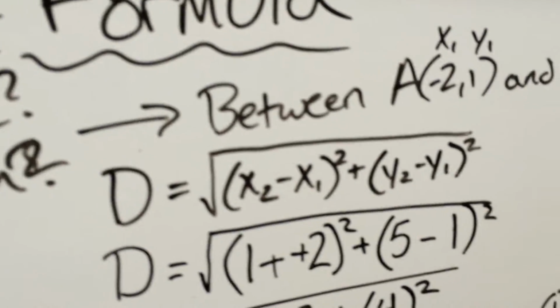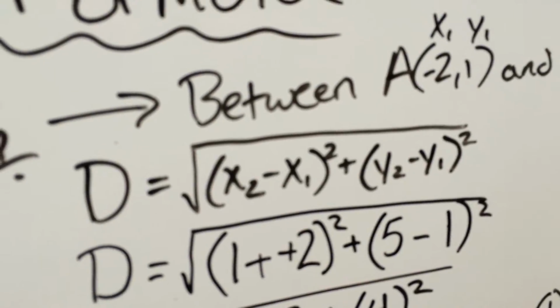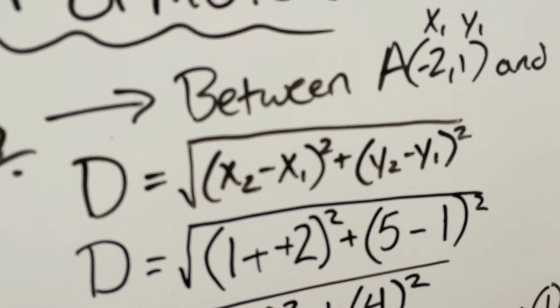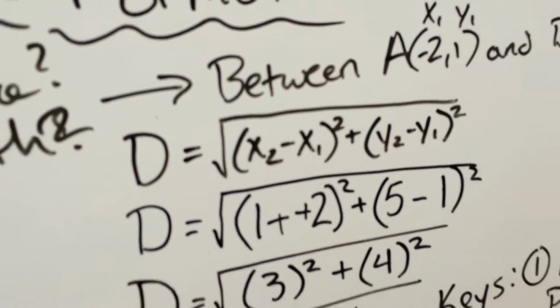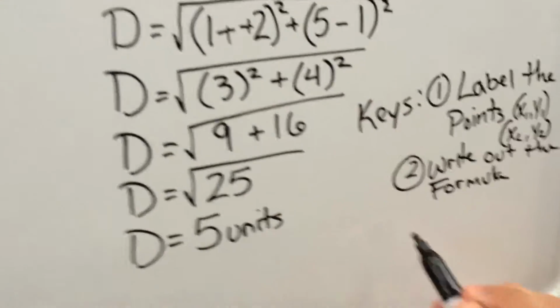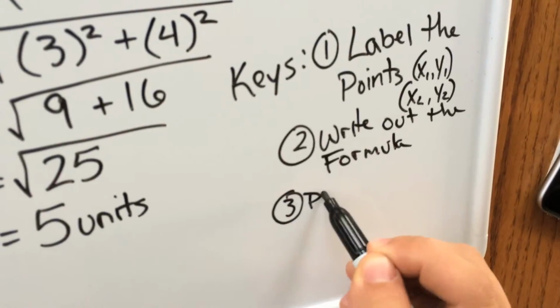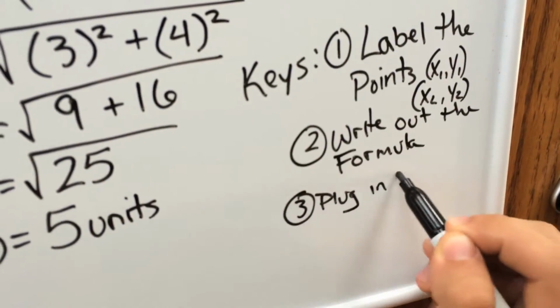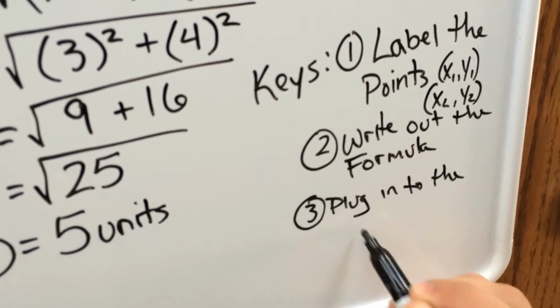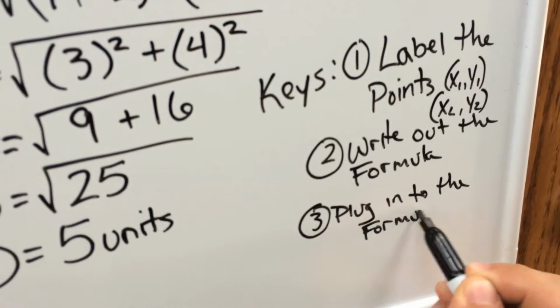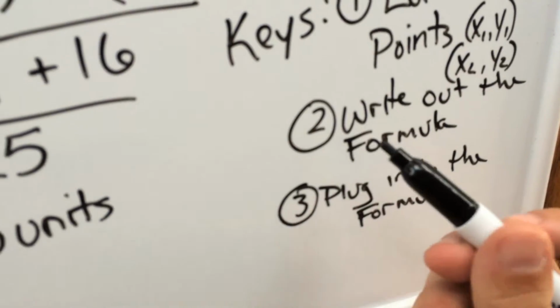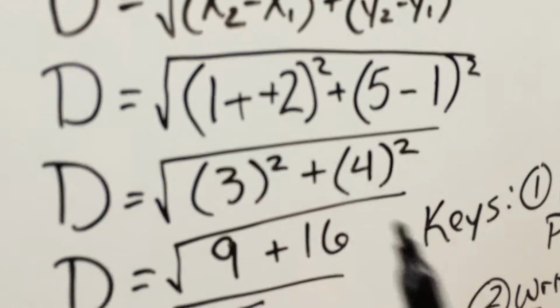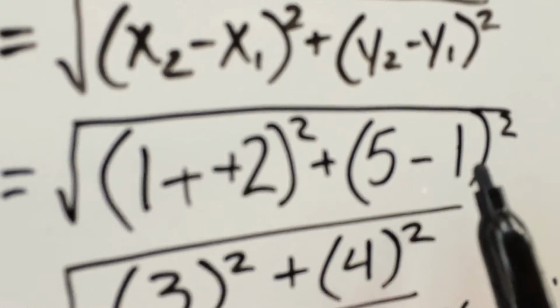When you write out the formula, you're going to be able to make sure that you're not making any silly little mistakes, that you know the formula cold, you have it. Don't do math in your head before the formula's on the paper. Number 3, plug in to the formula. Take my x1, y1, x2, y2, plug them back into our formula just like we did right here.